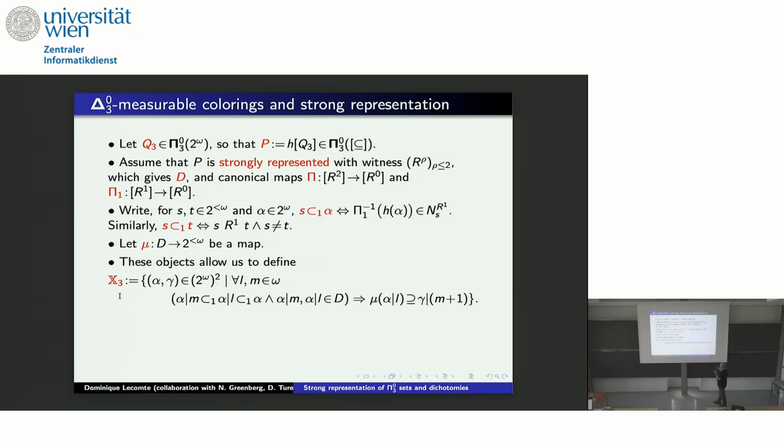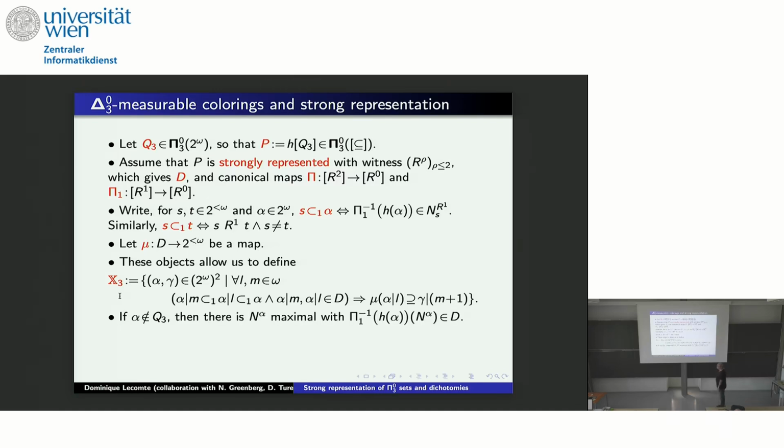So what is important is that alpha restricted to L codes gamma of m with the help of this map mu. Okay, now we need to define the digraph G3. So a bit more of notation.